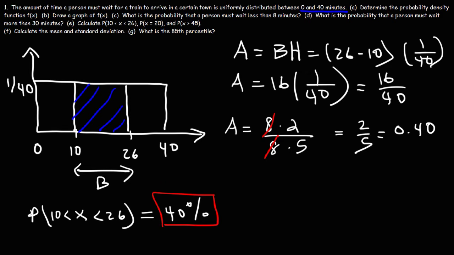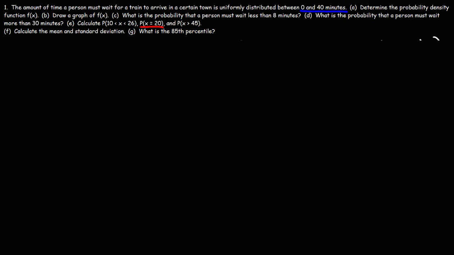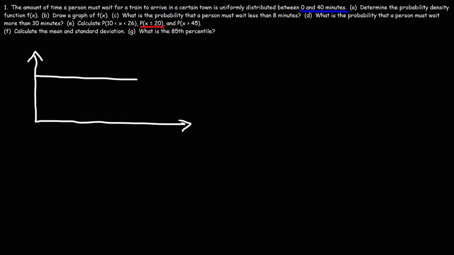Now, what about the next one? What is the probability that x is equal to 20? I'm going to give you a minute to work on that one. Go ahead and try it. What do you think the answer is? Now, if you're not sure, sometimes it's best to draw a graph. So here's 40, here's 0. Now, notice that we don't have a range of values. We simply have one x value. So therefore, we have a line at x equals 20.